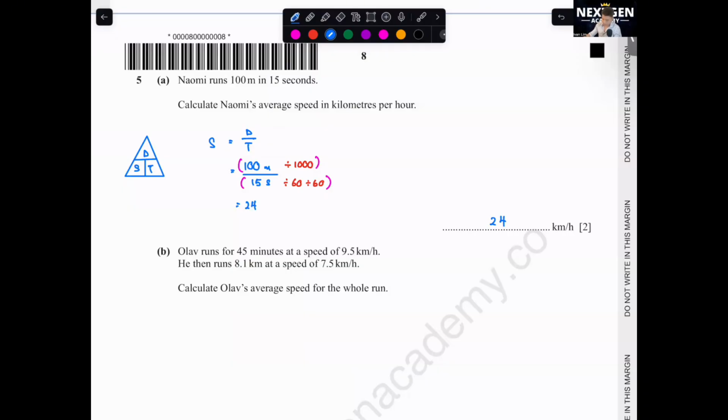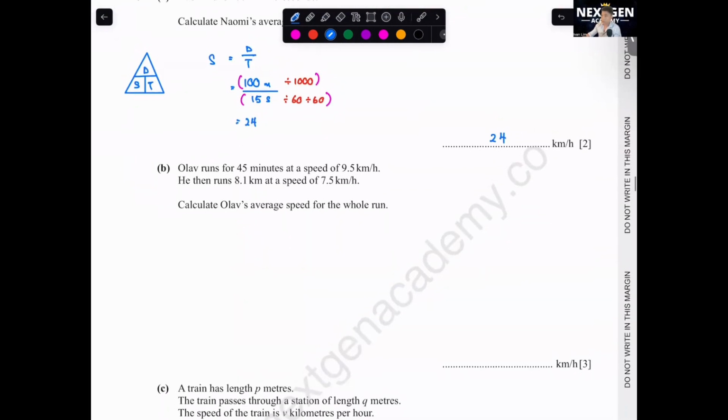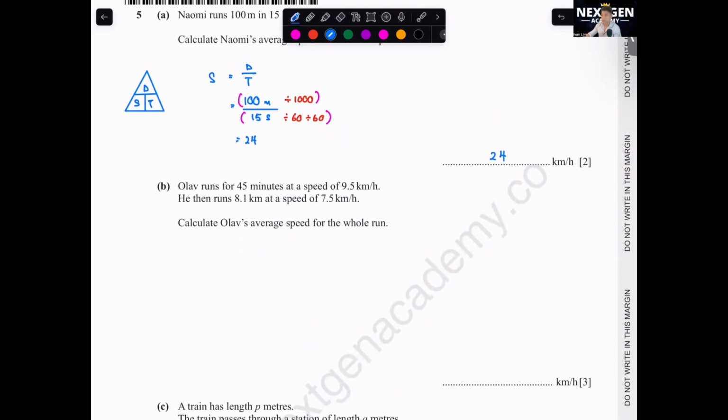Okay, B. Olaf runs for 45 minutes at a speed of 9.5 kilometers per hour. He then runs 8.1 km at a speed of 7.5 kilometers per hour. Calculate his average speed for the whole run. Okay, formula. What is average speed first? Average speed will be total distance over total time.